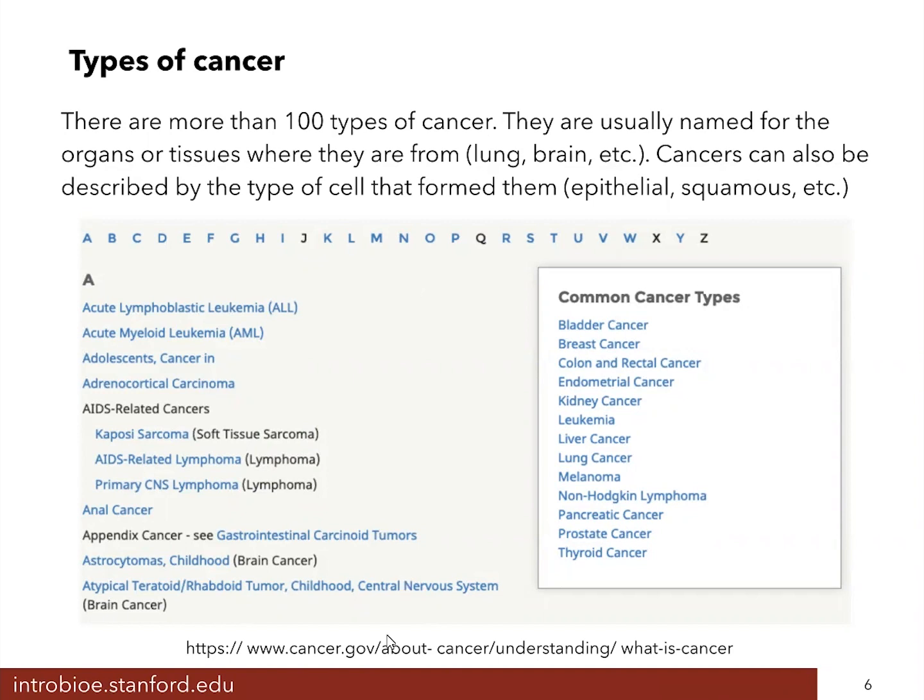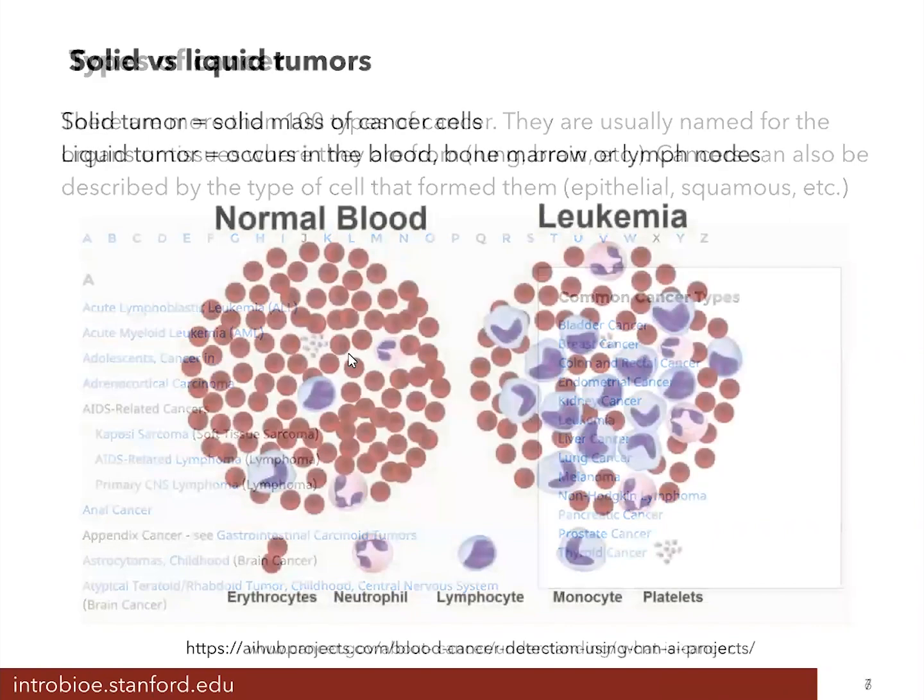And if you want to, you can go to this link at the bottom of the page and scroll through all of the different types of cancers that we currently categorize, or kind of break cancers up into. So you can read about each of them, and I encourage you to do so. It's kind of astounding how many different types of cancer there are and how differently they behave.